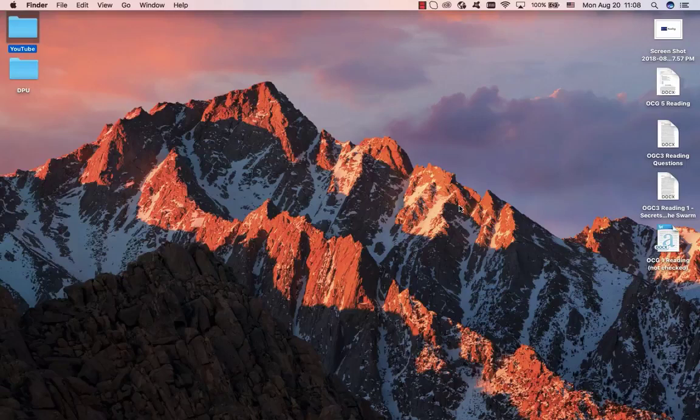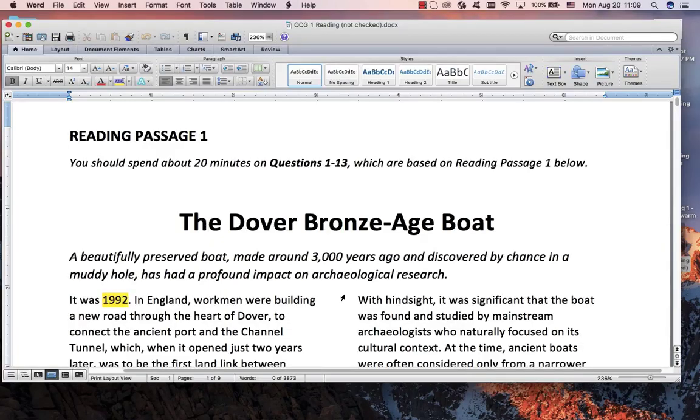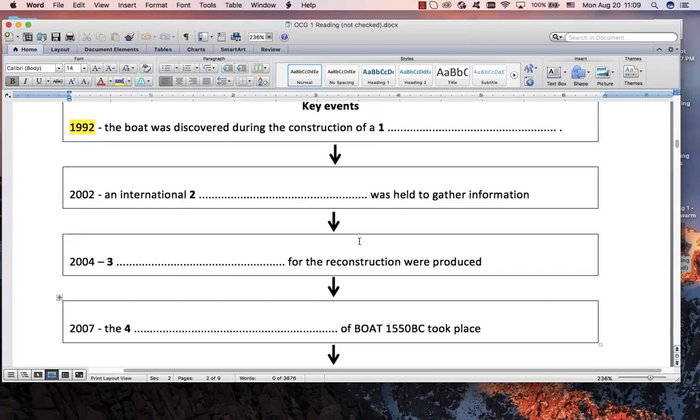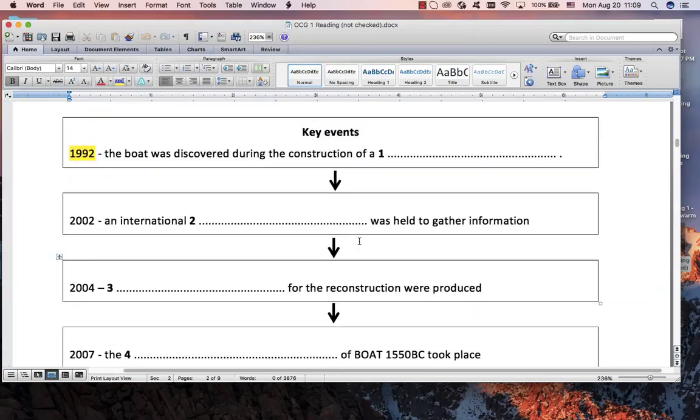Right, let's look at one of these. Okay, so this was passage 1. It's called Dover Bronze Age Boat, and we had some kind of a gap fill in the form of a process timeline. So, what can you see? That one, of course, single countable noun.